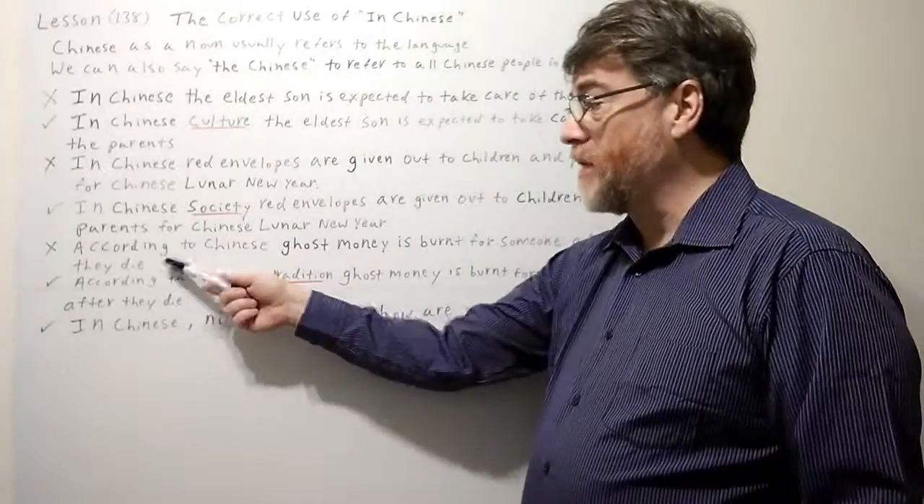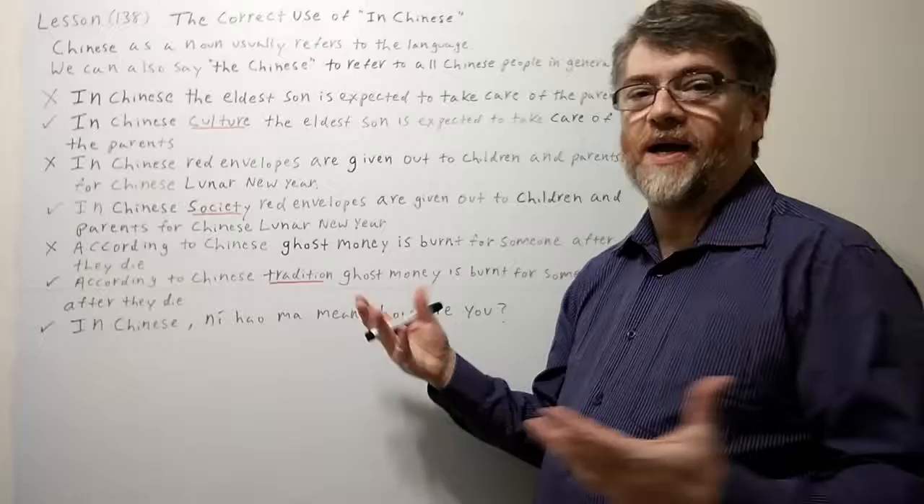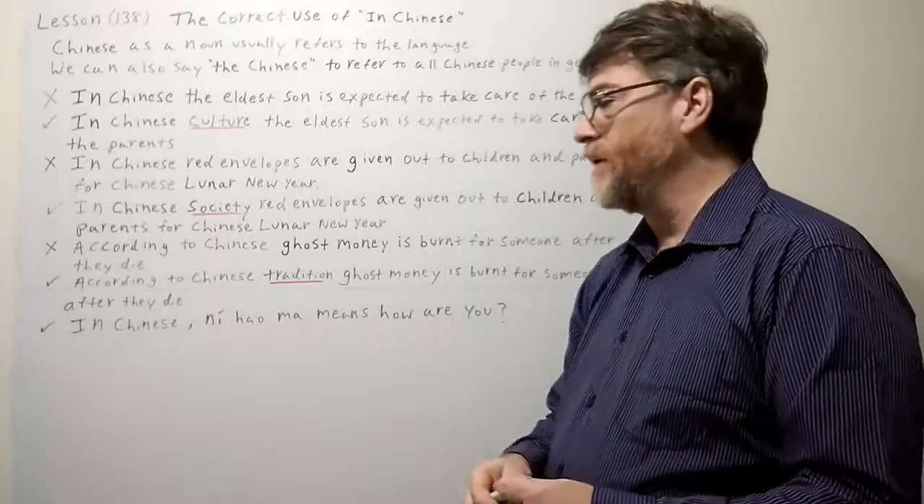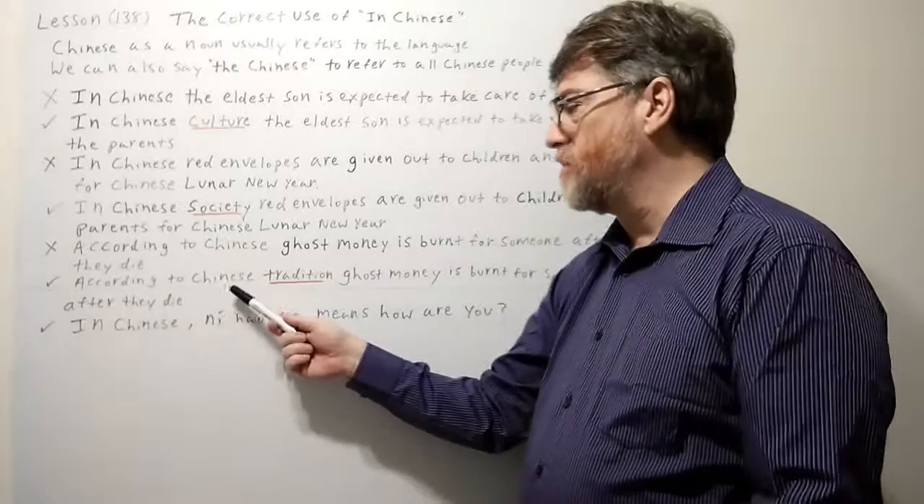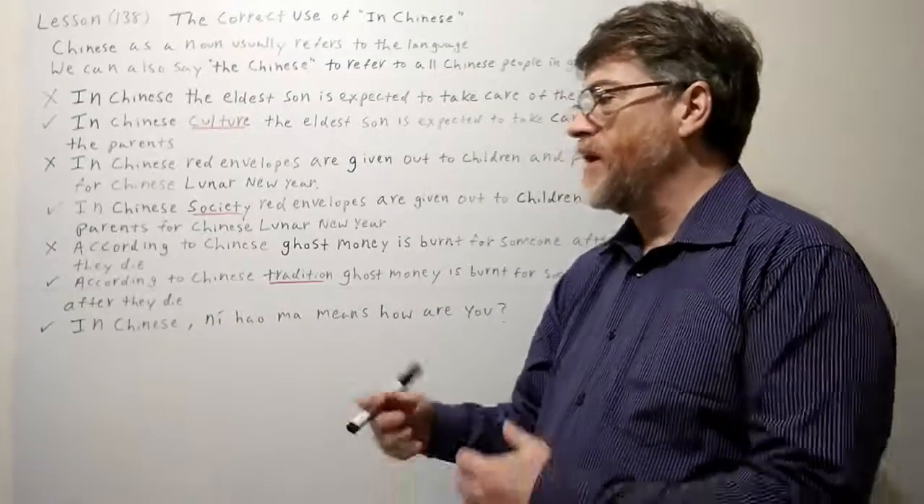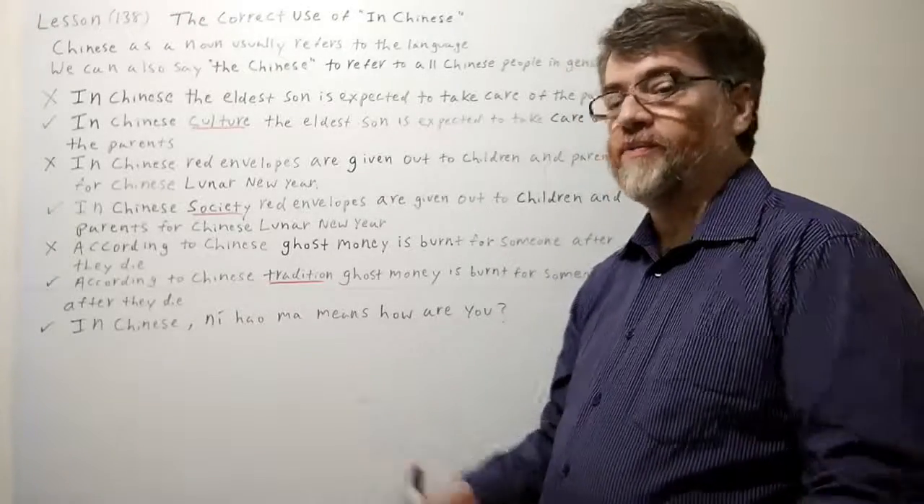Now, you might have been able to say "according to the Chinese," meaning the Chinese people. You might have been able to get away with that one there. But here, the correct way is "according to Chinese tradition, ghost money is burnt for someone after they die." All right, so again, be very, very careful.